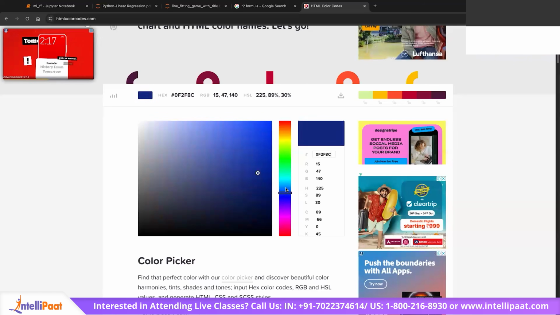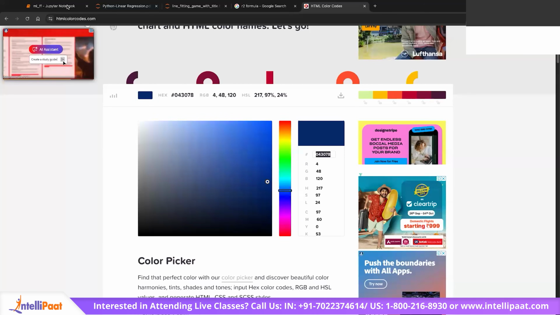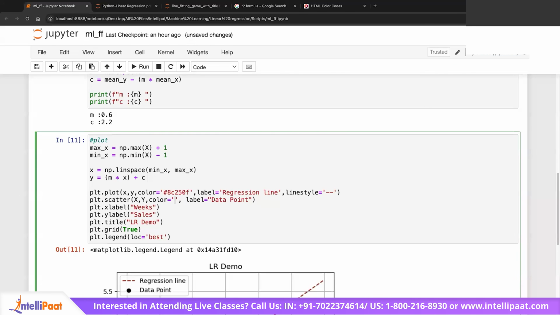How do I make it lighter yet darker? Oh, I think this is a darker color. This is a good looking dark color. So I'm going to copy this, come to this code, go to hash, and paste.